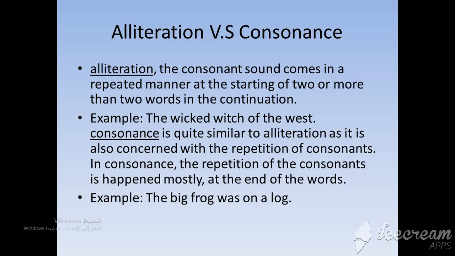The other literary devices are alliteration and consonance. We all know that alliteration is the repetition of consonant sounds, but it should come at the beginning of each word, and we should have the repetition in at least two or more words. Consonance is somehow similar to alliteration, but the repetition of the consonant can be either at the end or in the middle of each word.